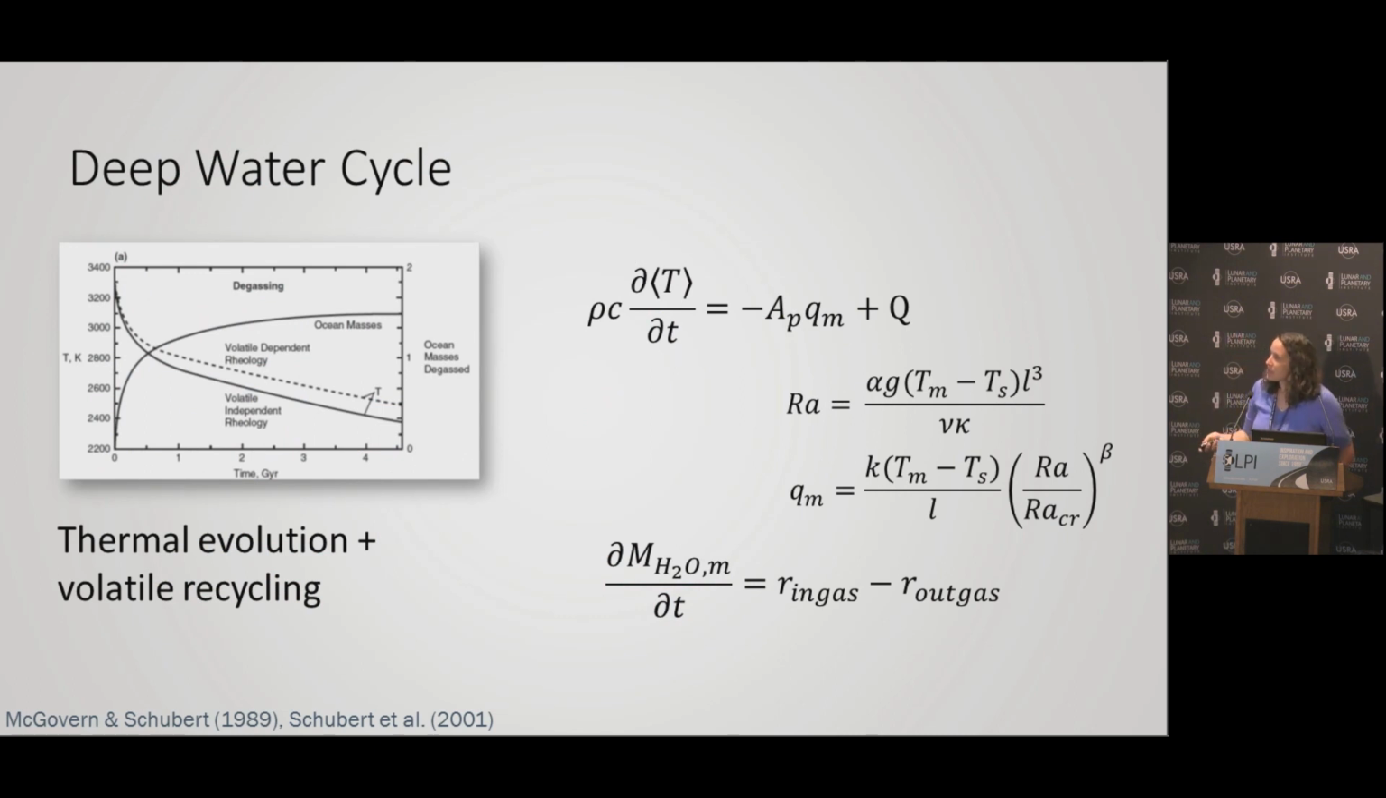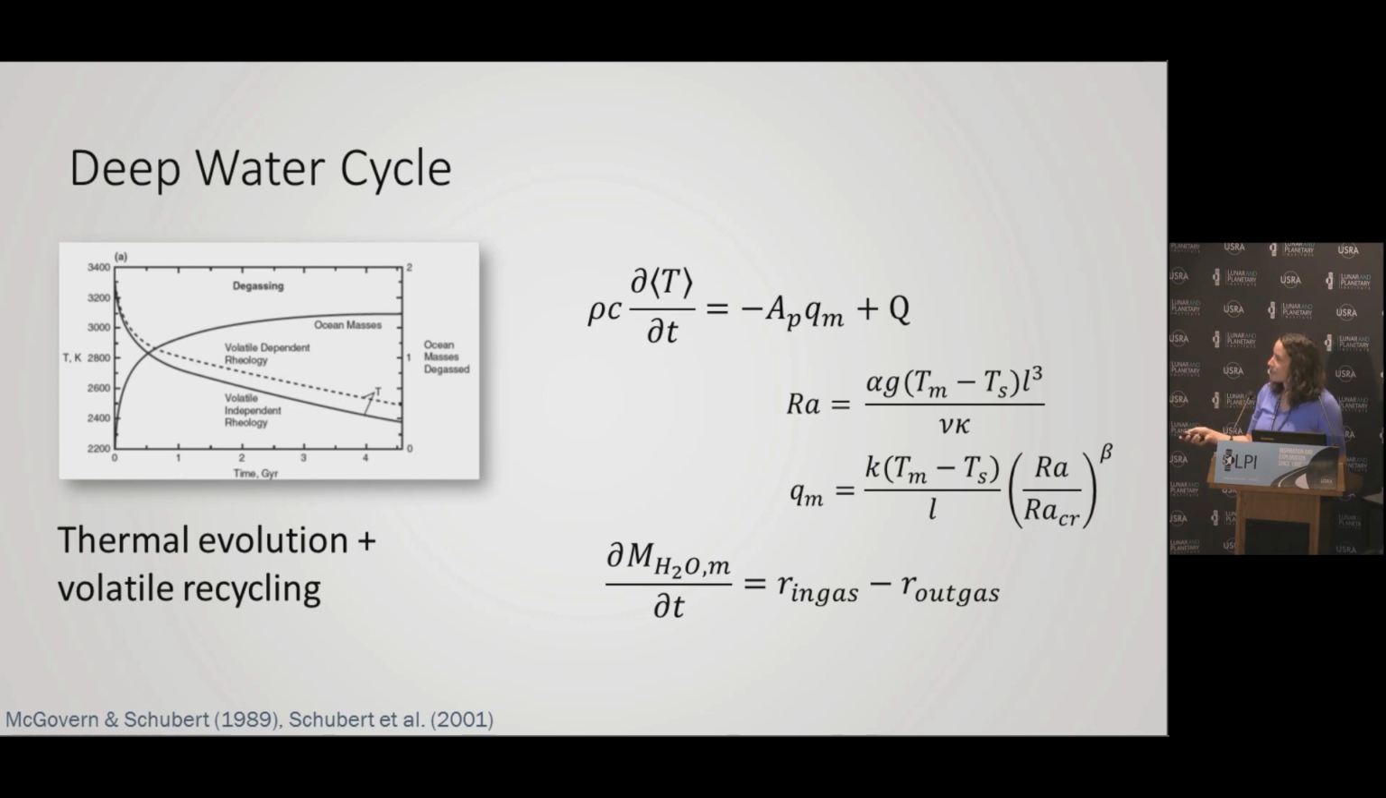So the deep water cycle, again, we can calculate this using a thermal model similar to the one we used for the magma ocean. So we're tracking the temperature of the mantle, and it is cooling off from some heat flux out of the surface, and heat is being created through radioactive decay.